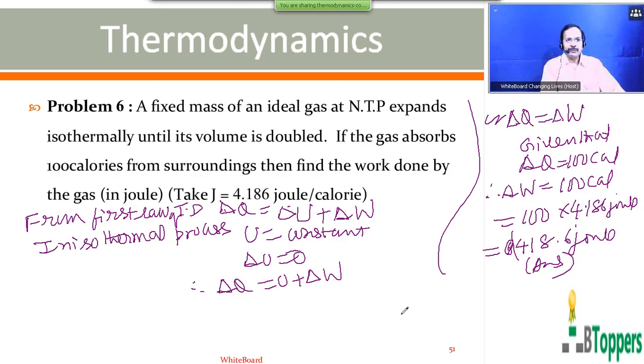So in my next class, I am going to discuss the adiabatic process, application of the first law of thermodynamics in the adiabatic process.